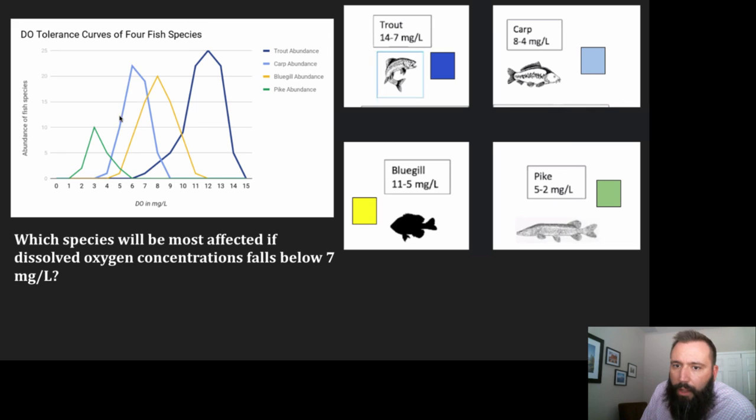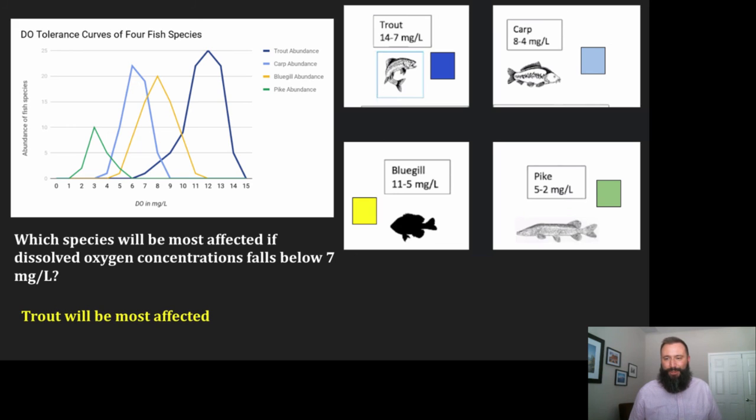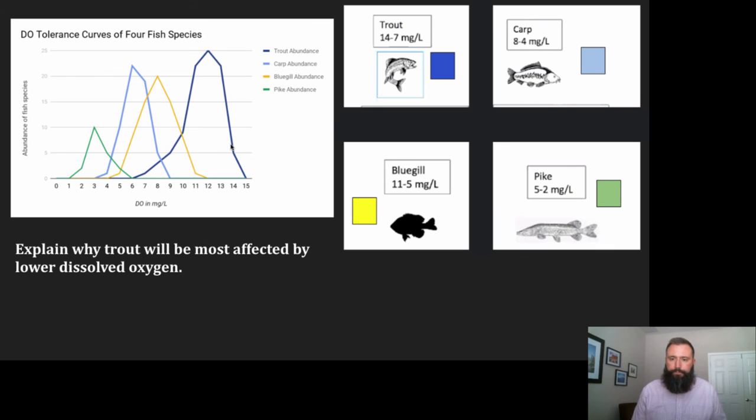At 7, we're well within the range of what carp are able to take in. We're at 7, so probably a little bit less than what would be optimum for bluegill, but we're still within that range. So just through the process of elimination, we're able to see that trout will be most affected. And it kind of makes sense. Trout need a lot more dissolved oxygen in the water to survive and reproduce the best.